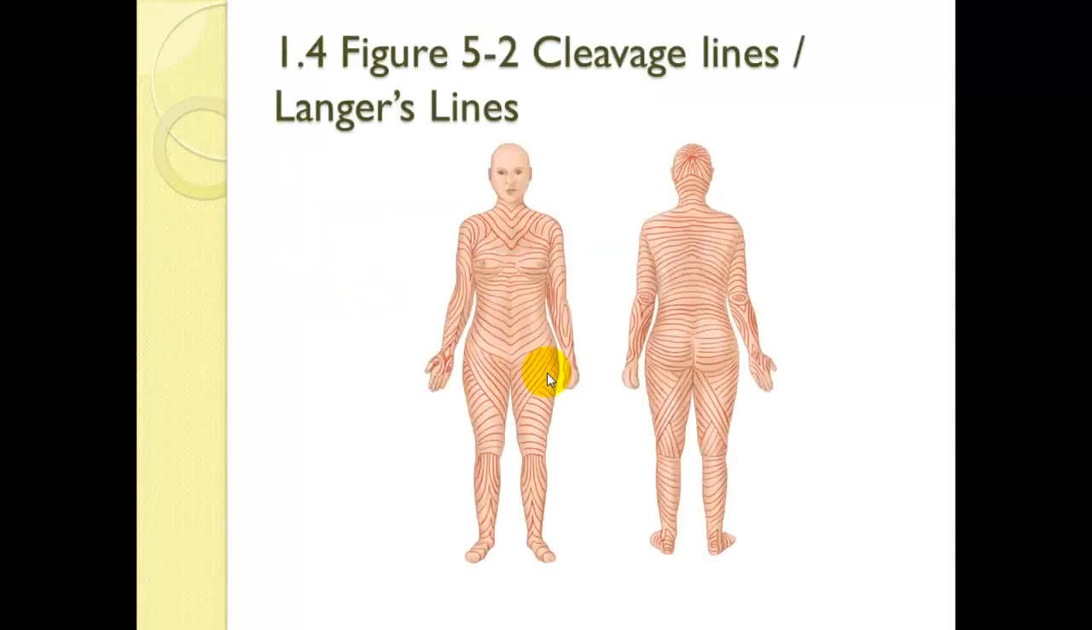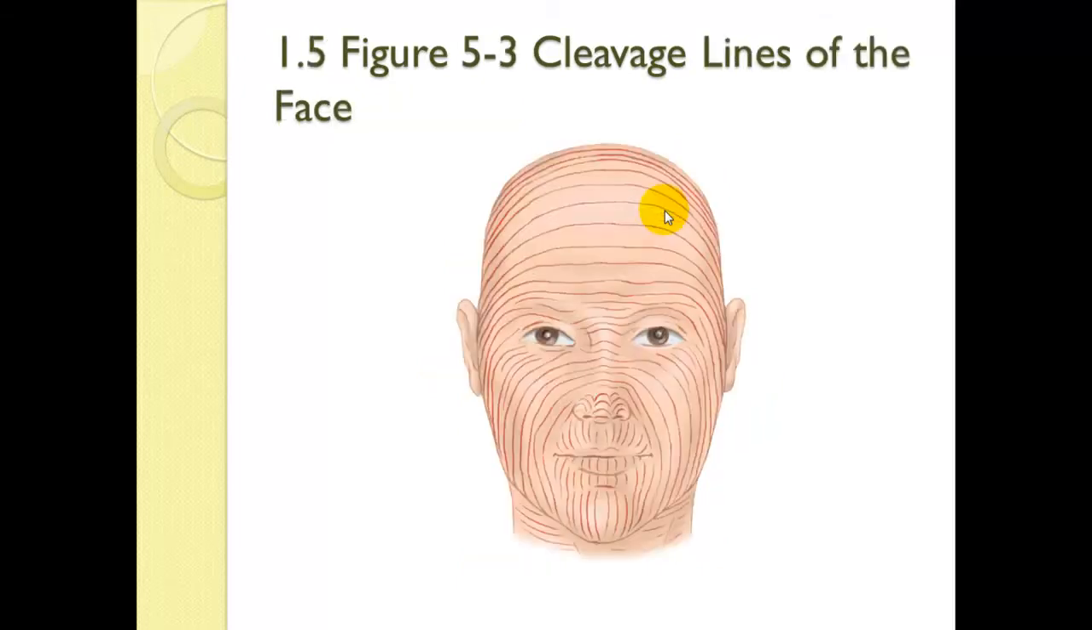These are Langer's lines, or cleavage lines, and these are tension lines that are in the skin. And if you'll notice, most of the time, wrinkles will occur in these areas. Kind of shown better whenever we take a look at the face. These are most of the places where people get wrinkles, which are in here, the forehead on top of the head, around the nose, and around the lips.